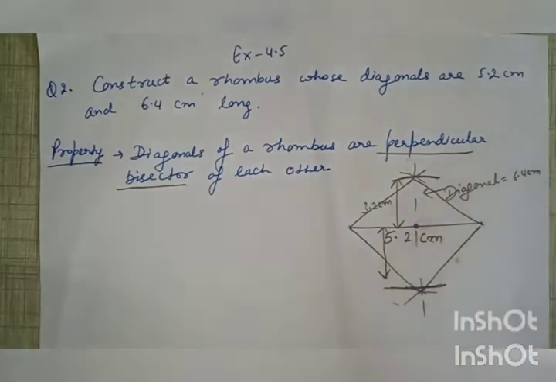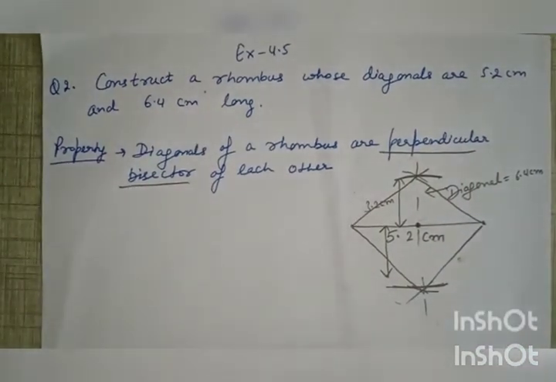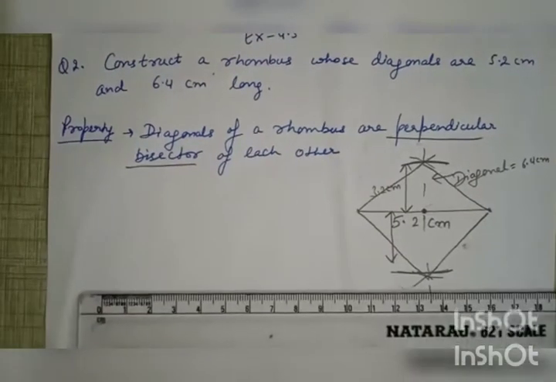Let's start with the construction. First of all, let us draw a diagonal of length 5.2.